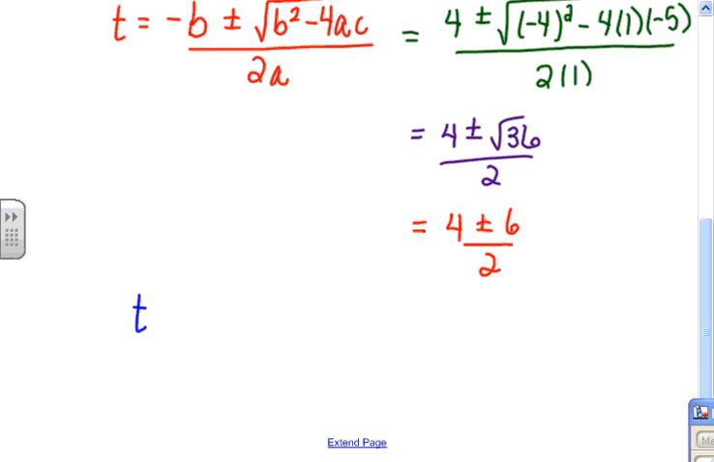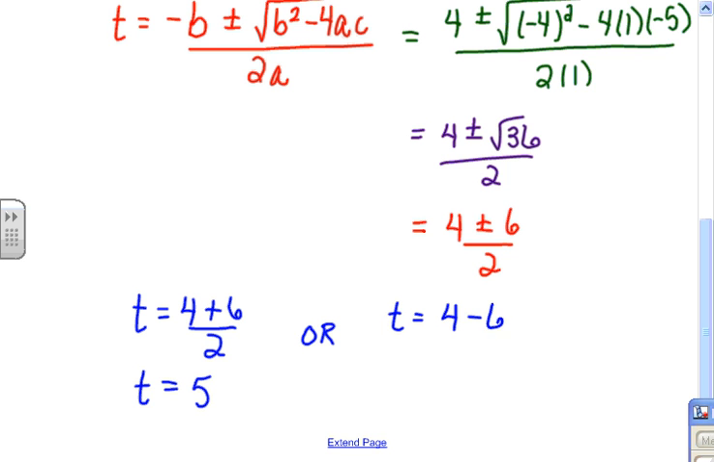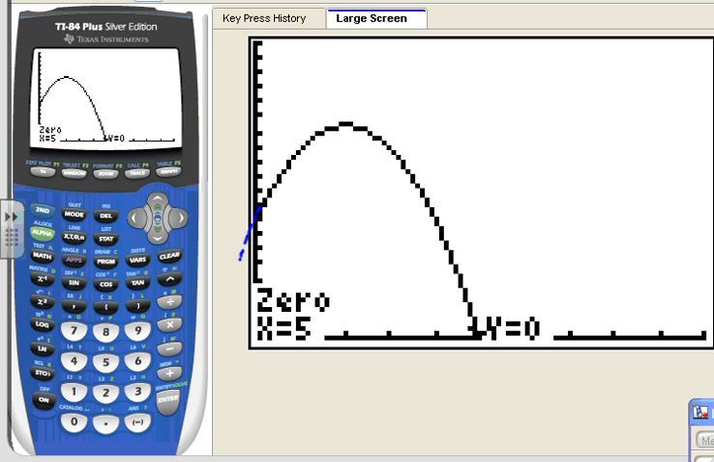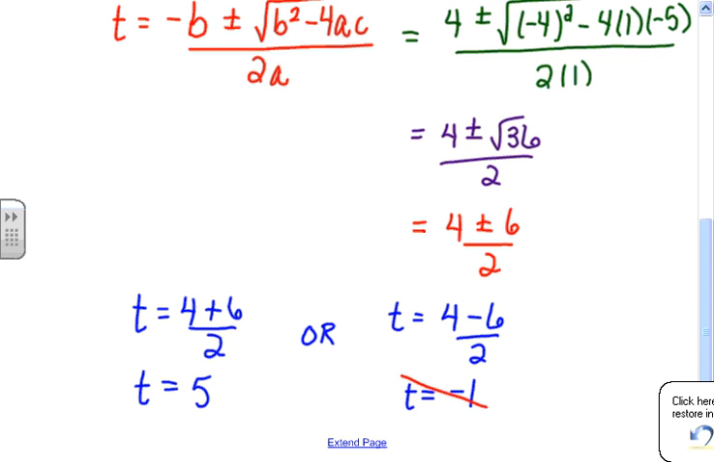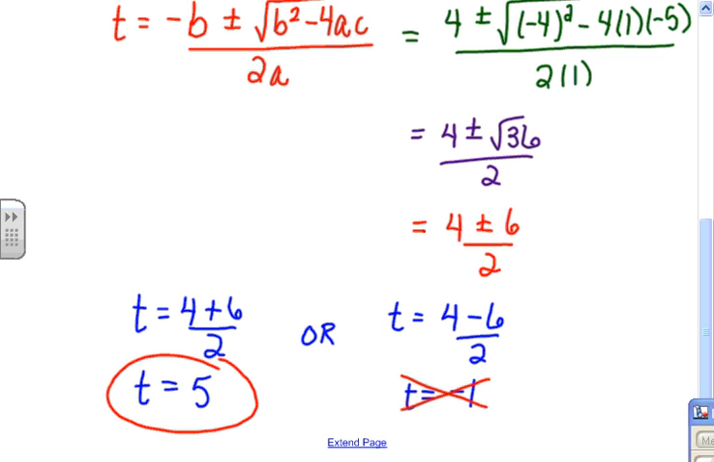We have two solutions for t. One will be t equals 4 plus 6 divided by 2, which is 10 divided by 2, and that's 5. The other solution will be 4 minus 6 divided by 2, and that's negative 2 divided by 2, which is negative 1. T equal negative 1 doesn't make any sense in our problem. Our time is positive. In fact, if we were to go back to our graph, that negative 1 is where the parabola would cross the x-axis if we continued it back here. But again, it doesn't make any sense in our problem. So we're not going to use that answer. Cross it out and say that the rocket is going to hit the ground at t equals 5 seconds.